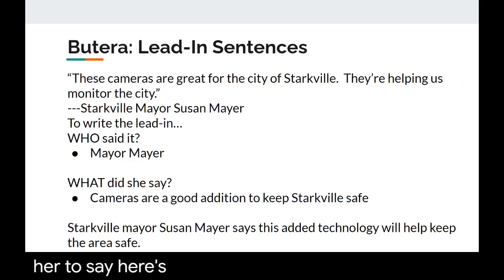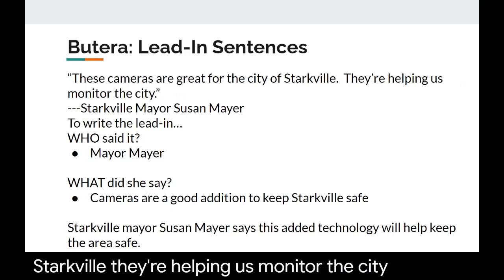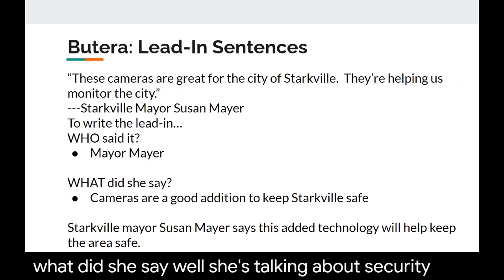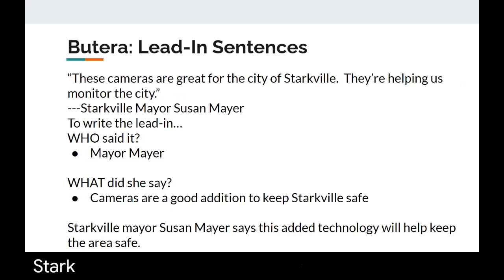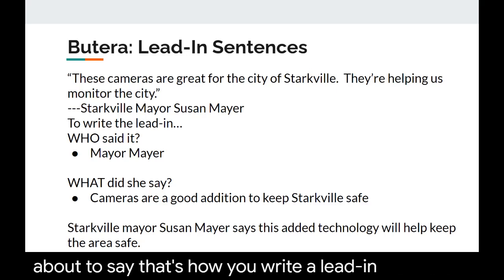Here's another example. If the Starkville mayor says these cameras are great for the city of Starkville, they're helping us monitor the city. In order to write that, I asked myself, well, who said it? The mayor. What did she say? Well, she's talking about security cameras and that they're a good addition to keep Starkville safe, right? And so the Starkville mayor, Susan Mayer, says this added technology will help keep the area safe. So I haven't used any of the words that she used within her quote, but I've previewed what she's about to say. That's how you write a lead-in sentence.